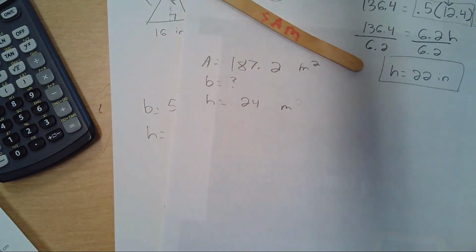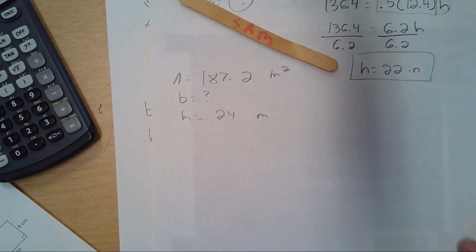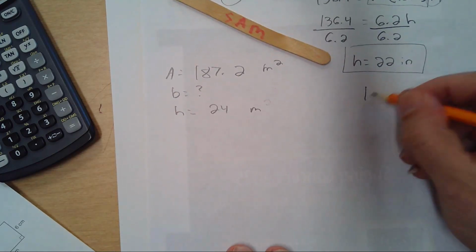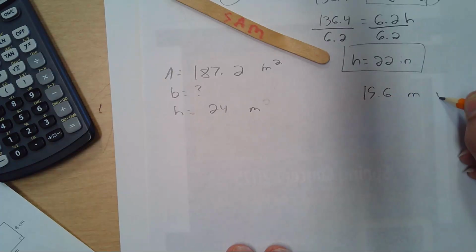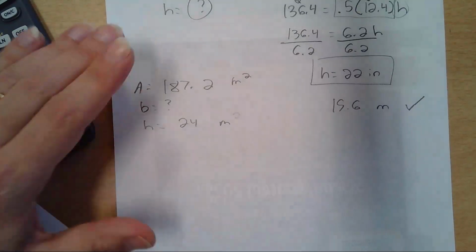All right. What do I got here? Sam, what's my base? 15 and 6/10 meters. Yay! I got it. I agree with that. That's if I got it right.